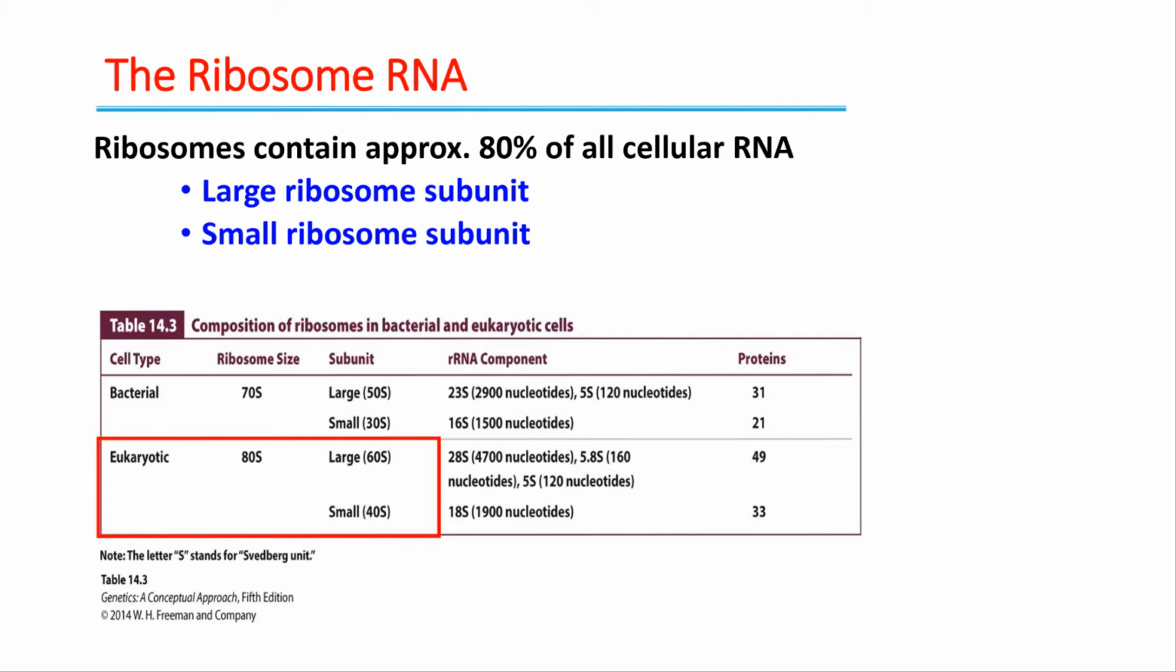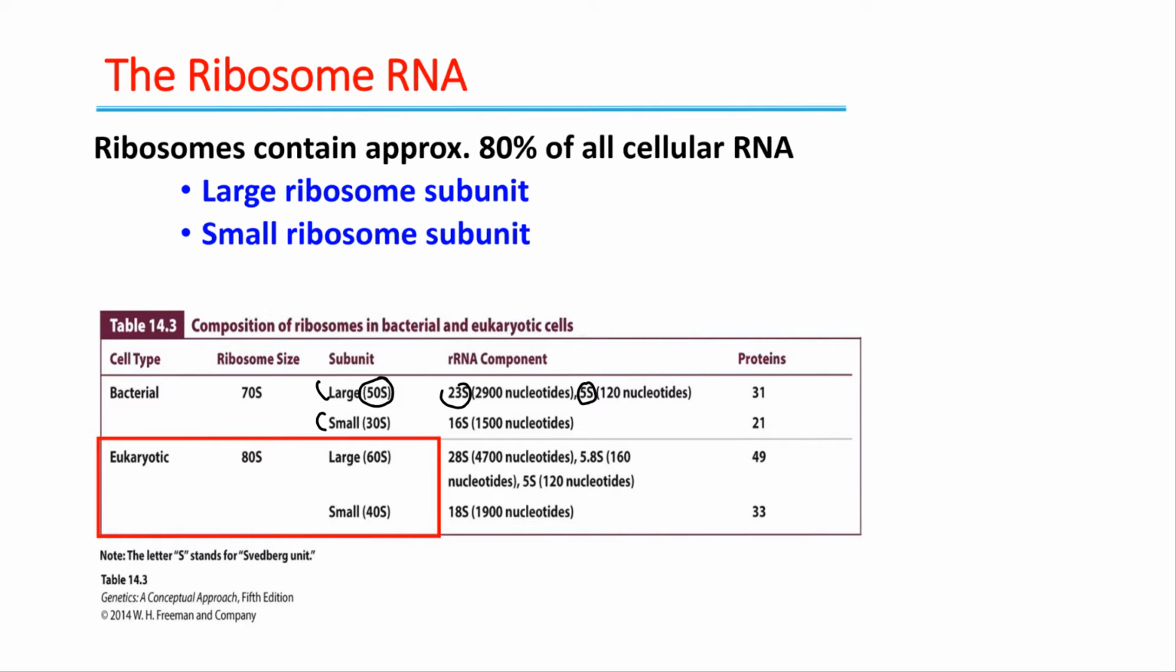Ribosomes are formed by ribosomal RNAs, rRNAs, and proteins. In both bacteria and eukaryotes, ribosomes are formed by two subunits, a large subunit and a small subunit. The large subunit is formed by more than one RNA and proteins. In bacteria, the large subunit, which is 50S, is formed by 23S and 5S rRNA. In eukaryotic cells, the large subunit is formed by 3 different ribosomal RNAs.